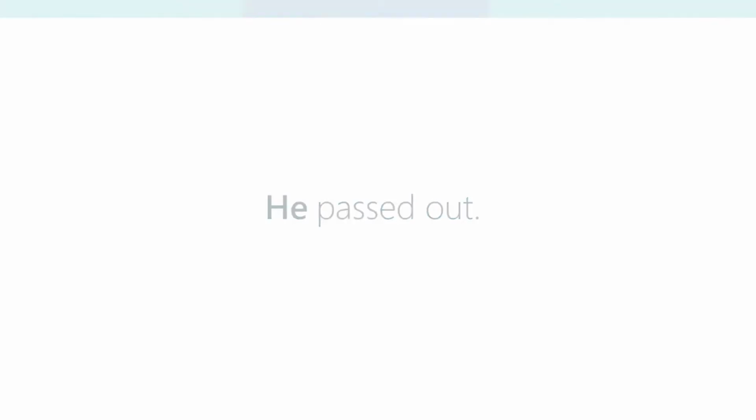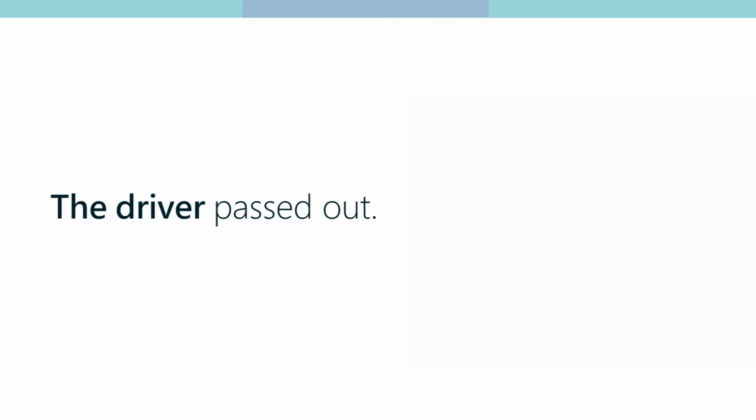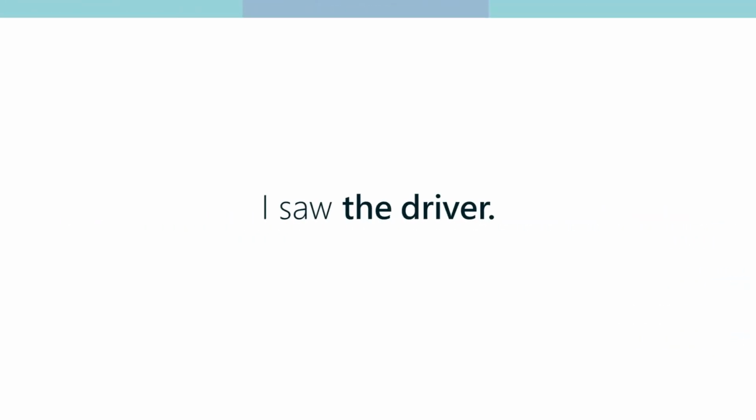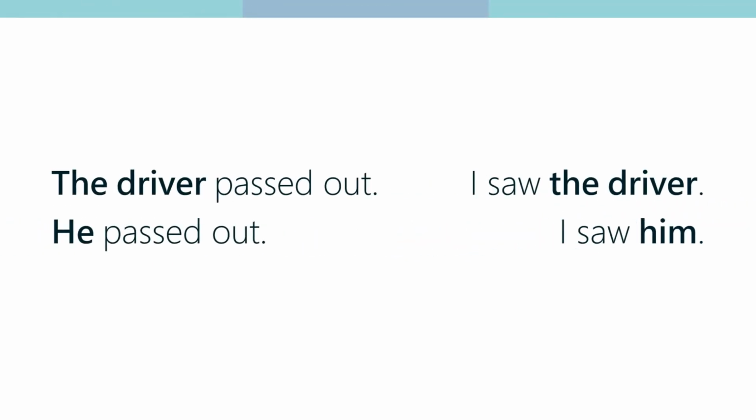Okay, when I said the driver passed out, what did I do? I used the pronoun he, right? So what information does he give us? It means that he here is a subject. So if I say I saw the driver, and then again I want to replace the driver with the pronoun, it would be I saw him. Here him has a different form than he. Why are he and him different? How do they differ? They differ in case. It means that it's an object here.